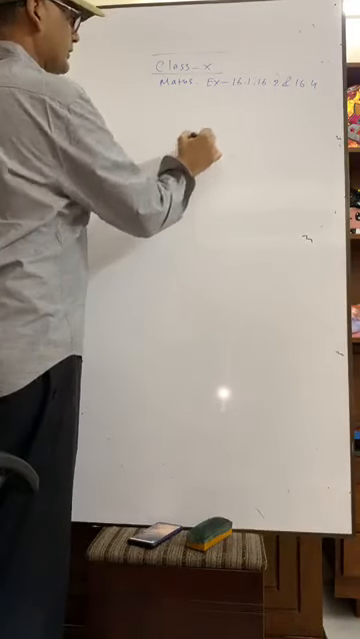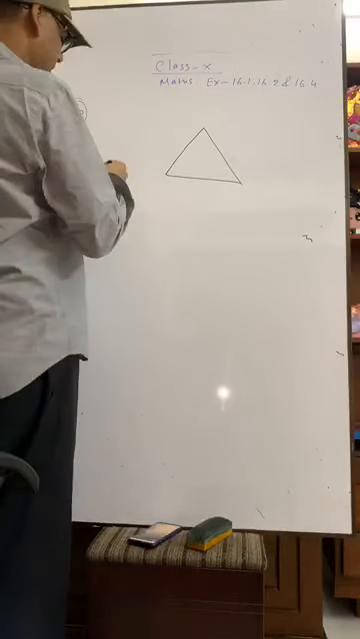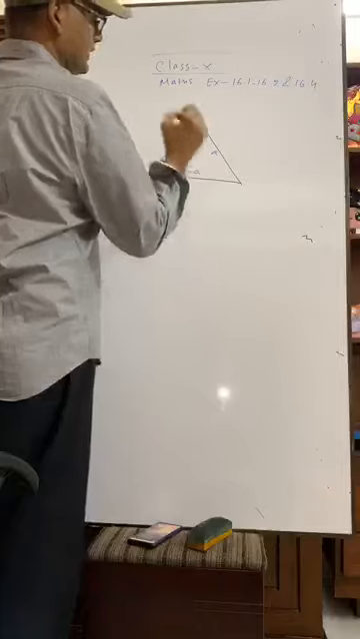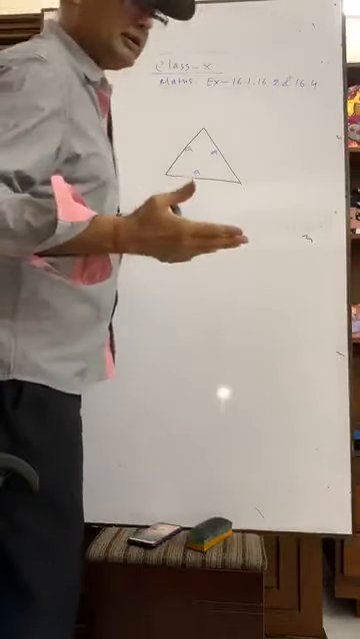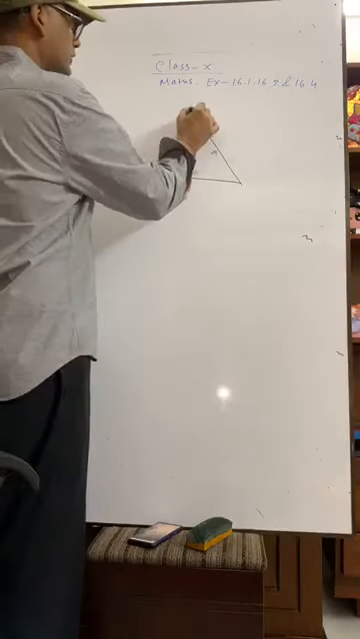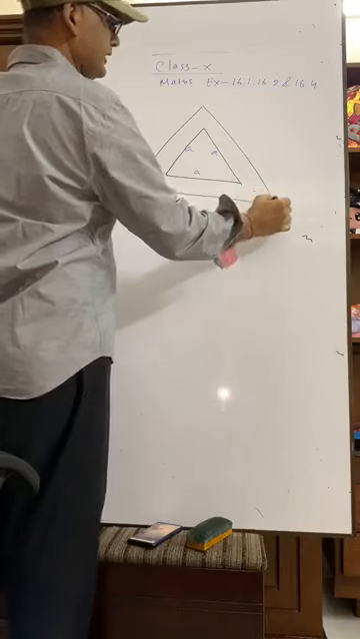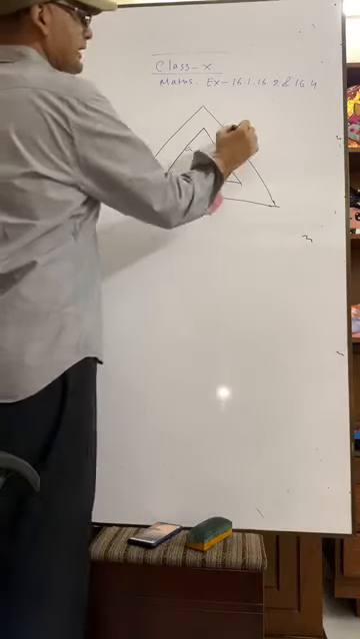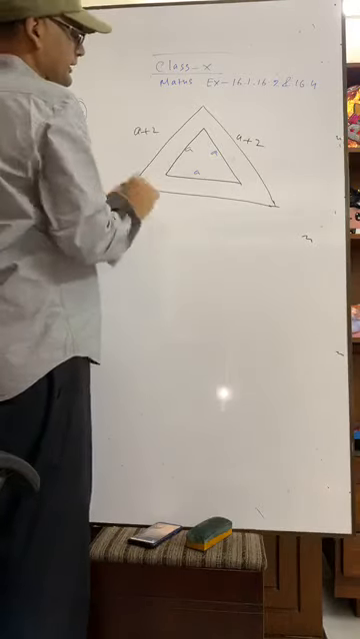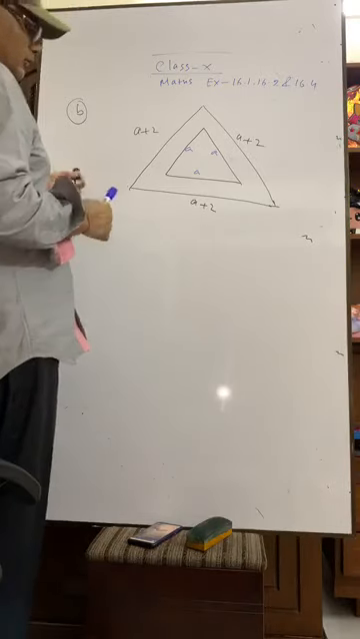Now you see, in question number B, it is told, suppose the side is A. Now its side is increased by 2 centimeter. So the new side is A plus 2 centimeter, A plus 2 centimeter, A plus 2 centimeter. You understand?